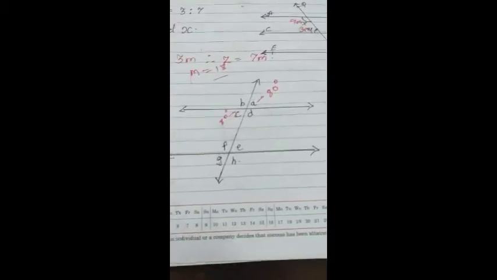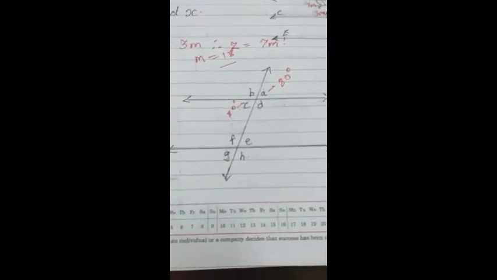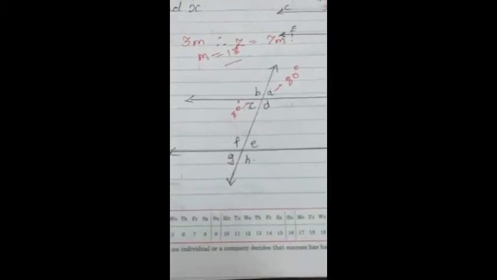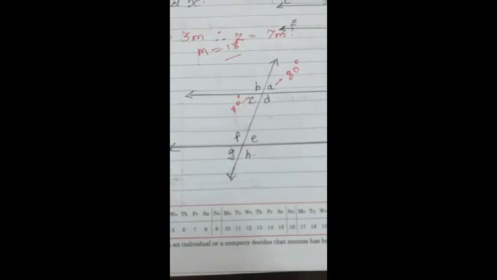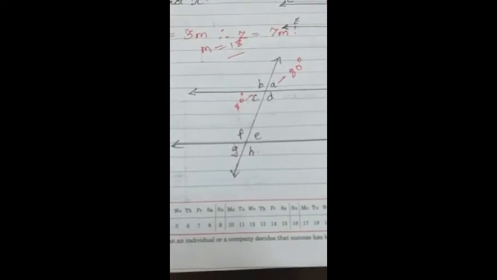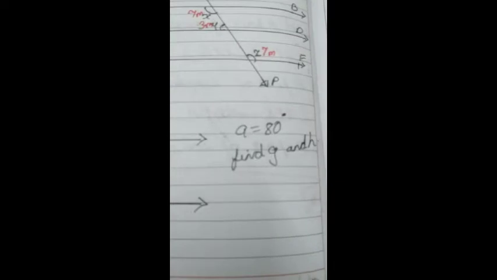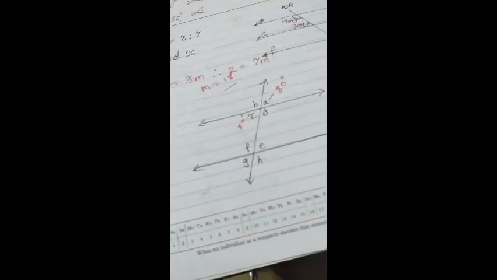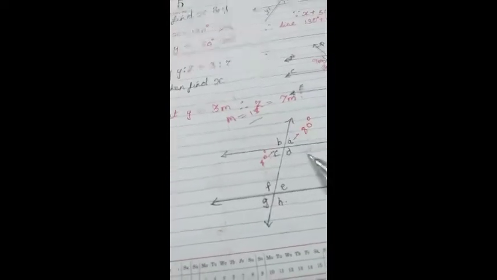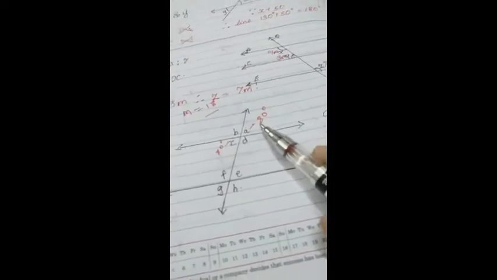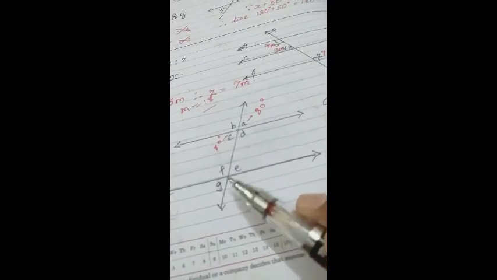Two parallel lines are given with a transversal, and they have named the angles as A, B, C, D, E, F, G, H anti-clockwise. Given angle A is equal to 80 degrees, find G and H. Okay, where's my pen? A is equal to 80 degrees, this I have mentioned over here. We have to find G and H.